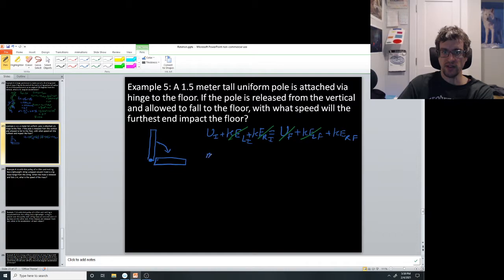So what is the mgh? We've got a mass times 9.8 times the height. What's the height? It turns out in this case it's 0.75, because we want the height of the center of mass. This right here, that's the center of mass, the y center of mass. And at the end, we have 1/2 I omega squared.